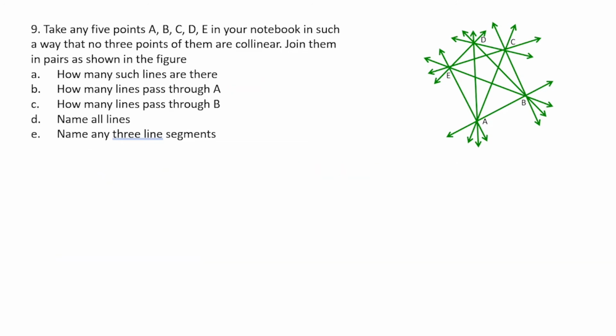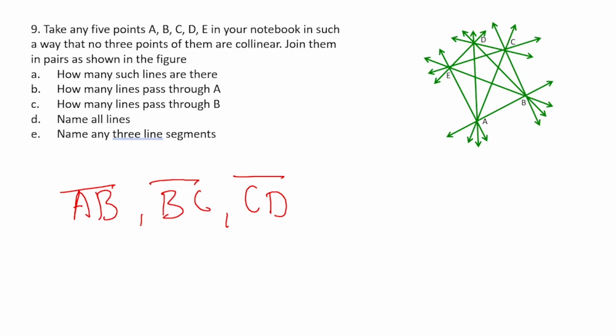Now we have to name any 3 line segments. Now we can take line segment AB, line segment AE, line segment DE, line segment DC, line segment CB, anything. We have to name any 3 line segments. So I'm going to take line segment AB, BC and CD. Right? Now let's move on to the next one.